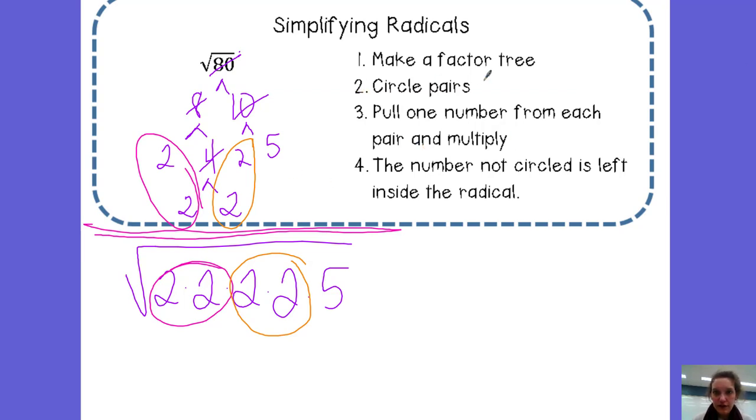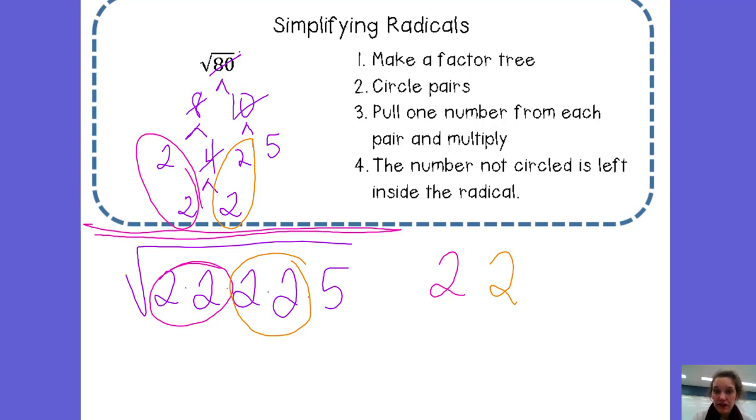Now that I've done step 2, circled my pairs, I'm going to step 3, pull one number from each pair and multiply. So I'm going to pull one number out from underneath the square root and pull it out front. I have one pair of 2's, so I'm going to pull out one 2. Just one. I have a second pair of 2's that I circled, so I'm going to pull that second 2 out. Notice I pulled out a pink 2 and an orange 2.